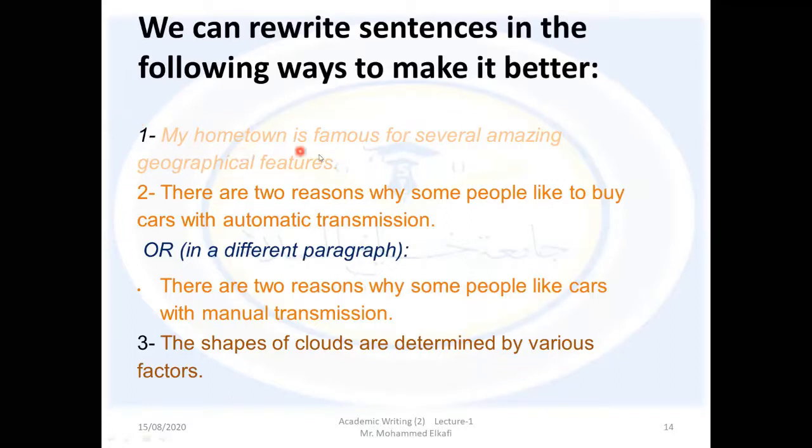My hometown is famous for several amazing geographical features. So now here we have one topic, my hometown, and it is famous, okay, for several, why it's famous? For several amazing geographical features. That means the main idea here is that the writer is going to write about what? The several amazing geographical features that make his hometown famous.